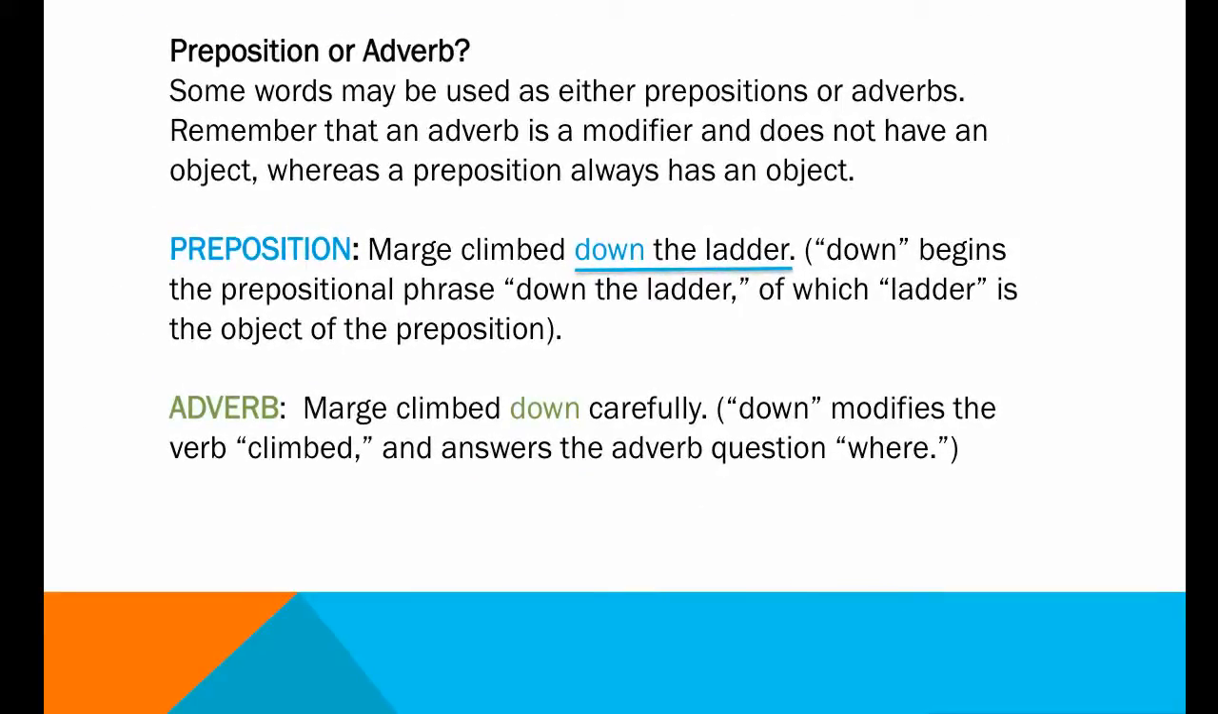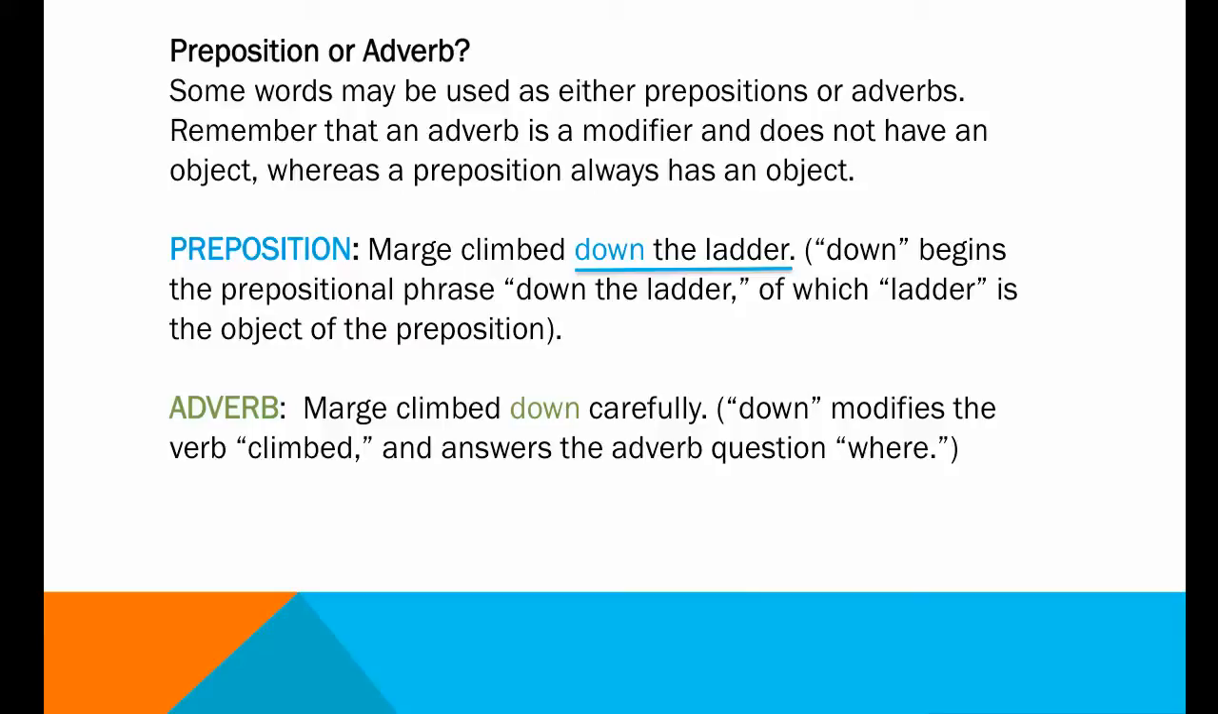Some words may be used as either prepositions or adverbs. So knowing the words in that chart doesn't mean that every time you see one of those words, it's functioning as a preposition. Many of them could also be adverbs. But here's the main difference. An adverb is a modifier, a single word modifier, and does not have an object. But a preposition, at least when it's being used correctly, is always going to have an object.